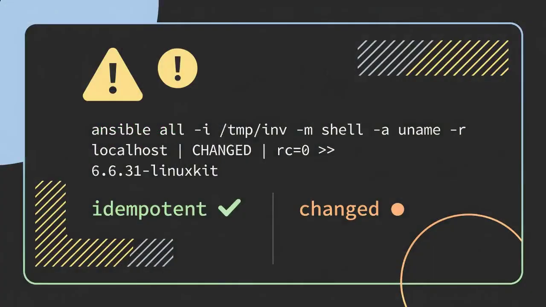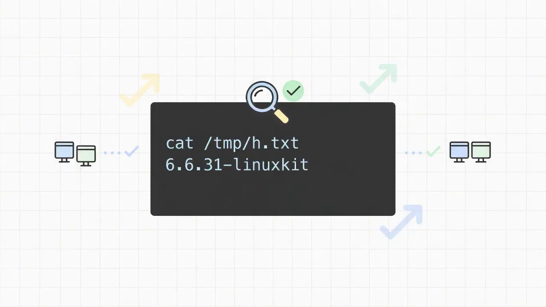The change status is important. Ansible treats every shell execution as a state change unless told otherwise, because it cannot know whether the command was idempotent. That is why shell is powerful for one-off diagnostics, but rarely used in production playbooks. Finally, verify the kernel release on the host directly to confirm it matches what Ansible reported. A simple cross-check that the ad hoc shell module truly reflected reality on localhost.